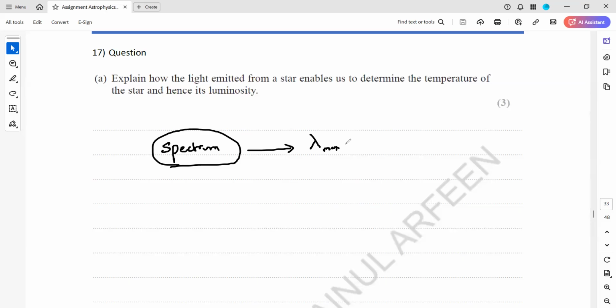Most of the radiation is in this order. And then using the wavelength, we can use Wien's law. According to Wien's displacement law, lambda max times T is always constant. So we can determine the temperature of the star.